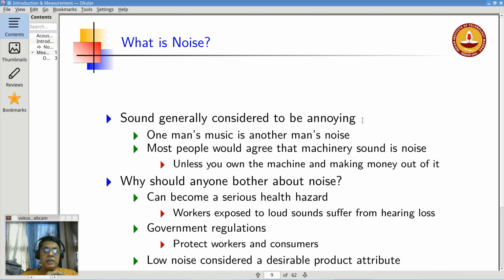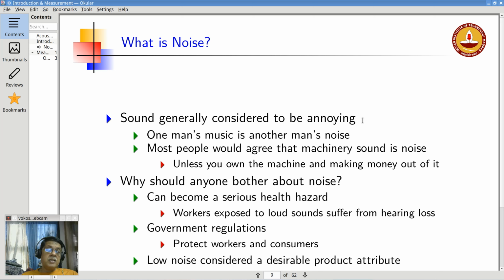Machinery sound, by and large, people will agree, is noise, which is unwanted sound, unless of course you are the one owning the machine and making money out of it. The question is, why should we bother about noise? After all, these machines are generating sound, which is of course annoying, but so what?